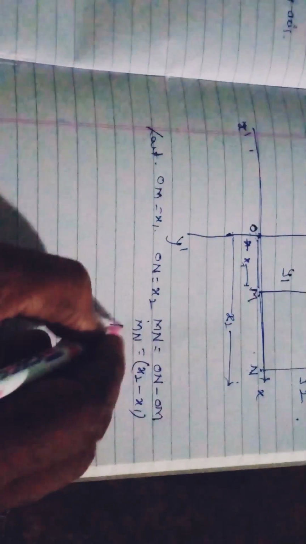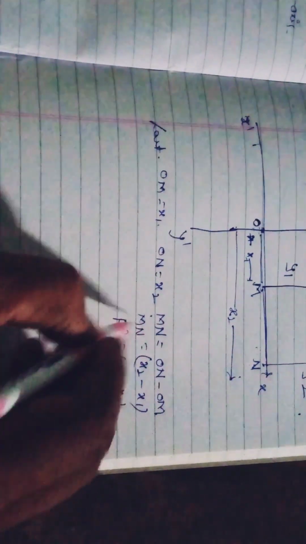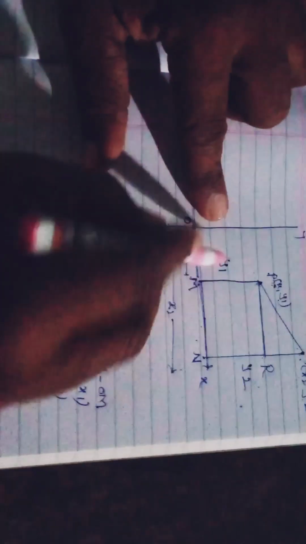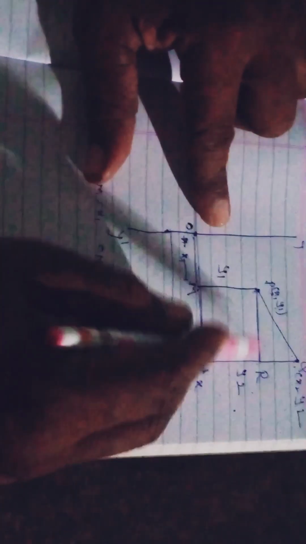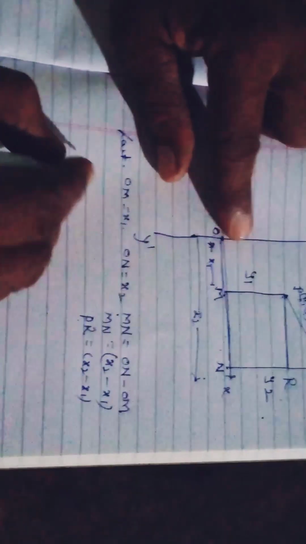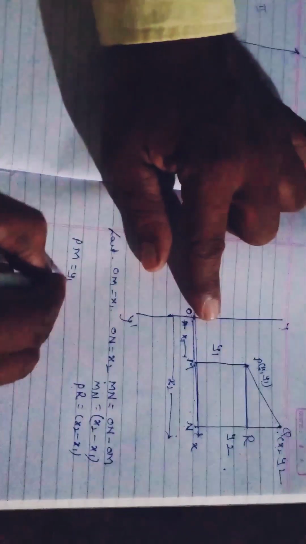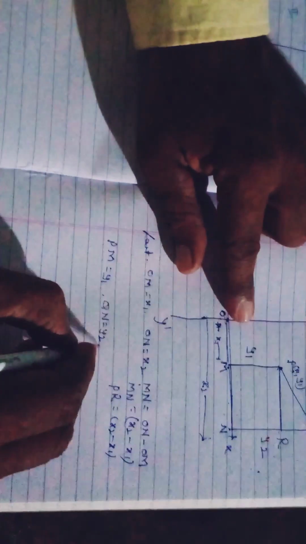Here MN is equal to PR, so PR is equal to x2 minus x1. MN is equal to PR because we drew a parallel line: these two are perpendicular lines and these two are parallel lines. Similarly, MN is equal to PR because we drew a parallel line, so this is the same distance. Therefore, PM is equal to y1 and QN is equal to y2.